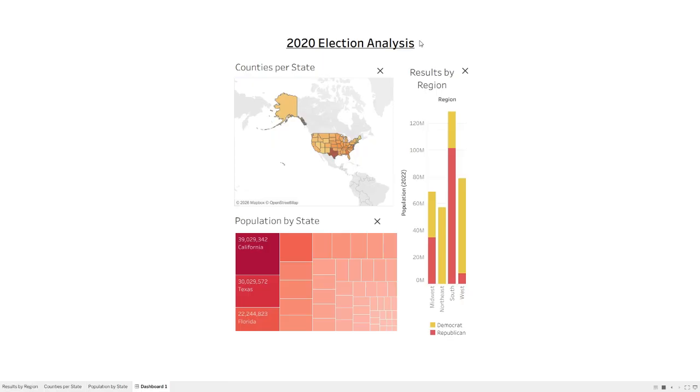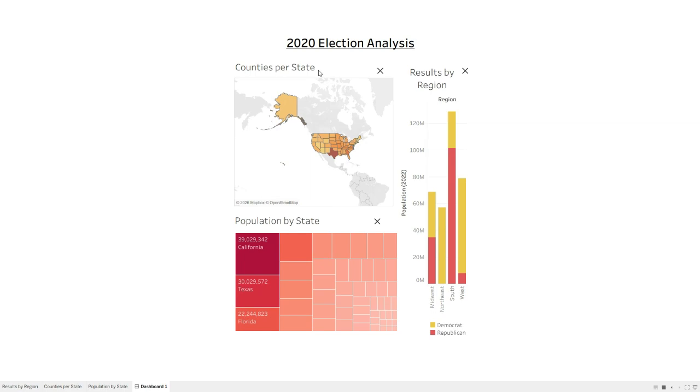This dashboard explores data from the 2020 US presidential election. Using several visualizations, we will analyze state populations, the number of counties within each state, and voting results for the two major political parties across different regions of the United States.